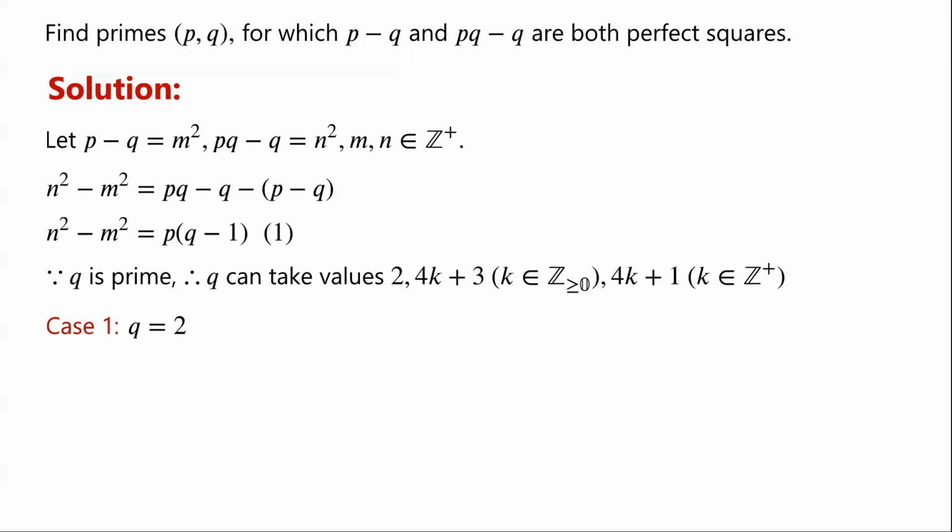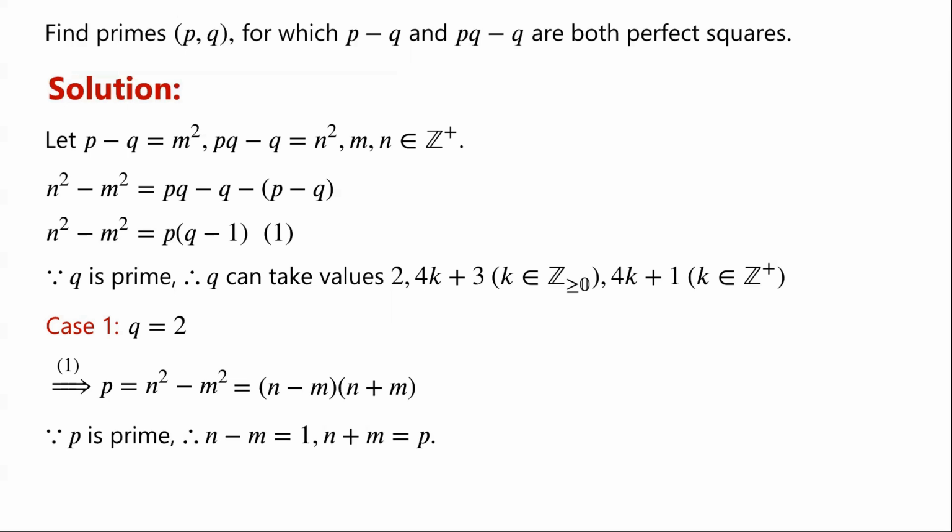Case 1, q equals 2. Then q minus 1 equals 1. From equation 1, we know p equals n squared minus m squared, which is equal to (n minus m) times (n plus m). Because p is a prime number, the only factors of p are 1 and p. And because n minus m is less than n plus m, n minus m equals 1 and n plus m equals p. 2m equals (n plus m) minus (n minus m), which is equal to p minus 1. So m equals (p minus 1) over 2.